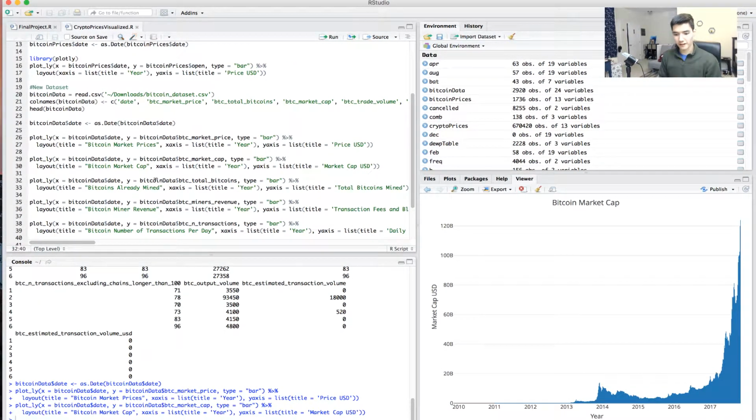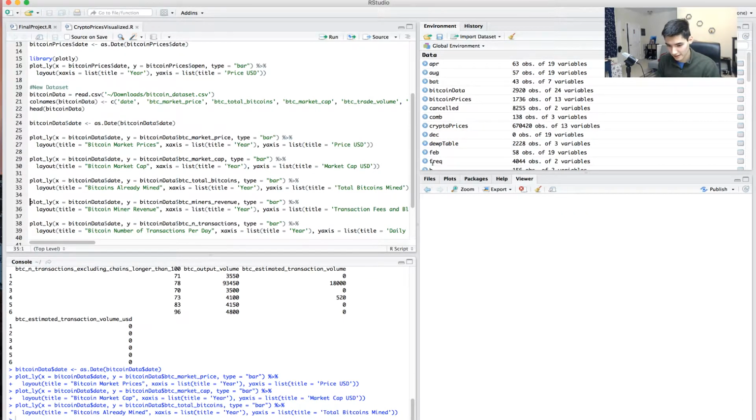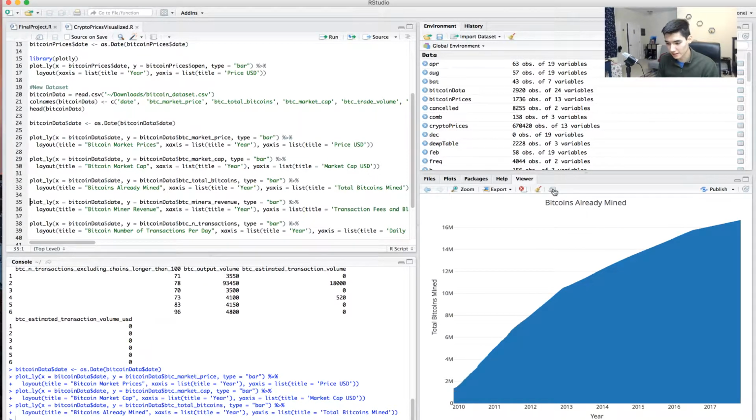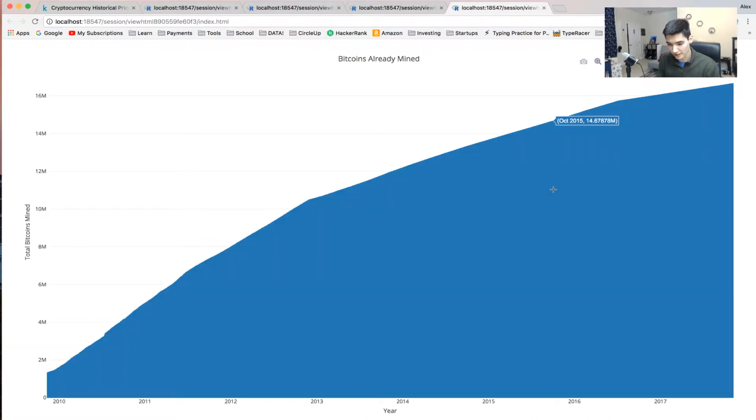This one is about the Bitcoins that have already been mined. This is one of my most favorite ones of these charts because it really puts into perspective how many Bitcoins are still out there. So back in 2010, there had been about 1.6 million Bitcoins mined. And over time, we're mining more and more Bitcoins, which means that there's less and less out there. So in February of 2017, there's 16 million Bitcoins mined.